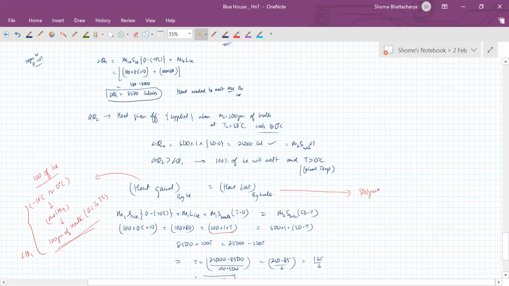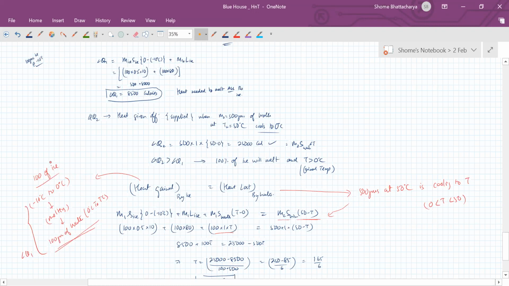500 grams at 50 degrees C is cooling down to T, where T is something greater than 0 but less than 50. So therefore the heat liberated by water in the cooling down is this much.